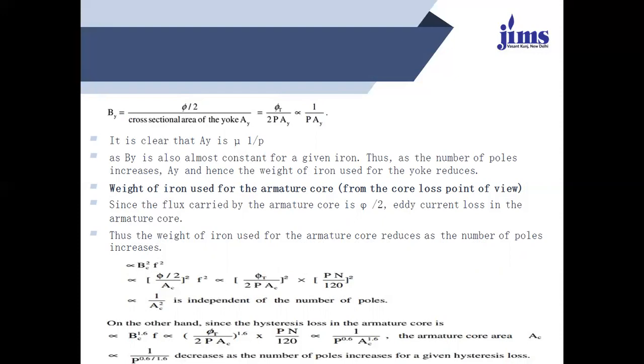And phi P is constant, so 1 upon Ac square is independent of the number of poles. On the other hand, since the hysteresis loss in the armature core exists, Bc to the power 1.6 f is proportional to phi square P upon 2 P Ac to the power 1.6. It will be indicated as 1 upon P to the power 0.6, which decreases as the number of poles increases for a given hysteresis curve.